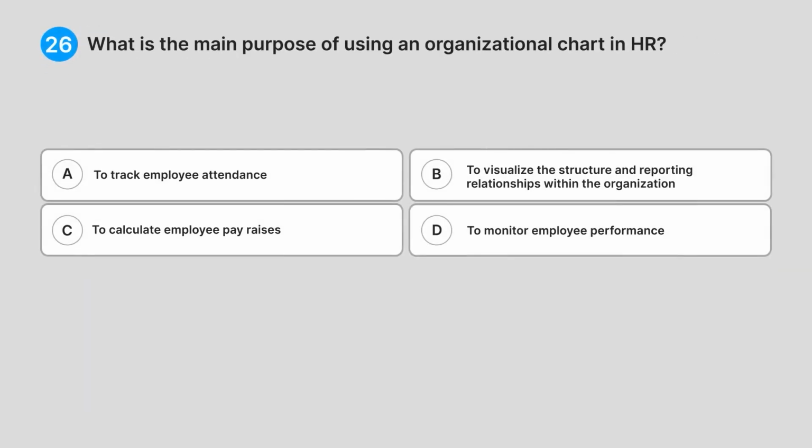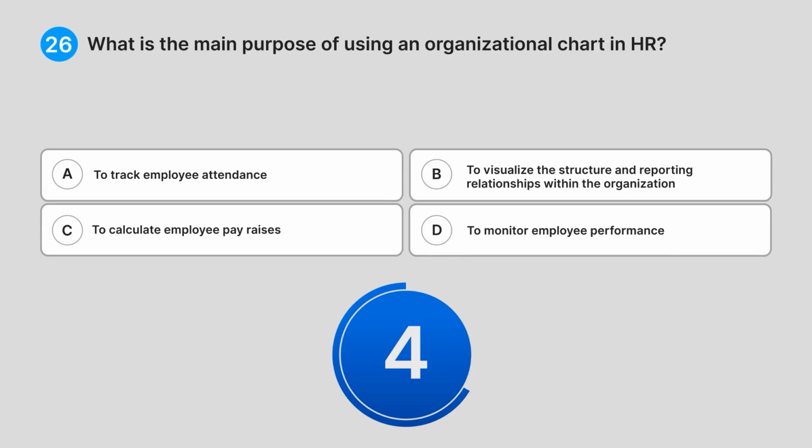26. What's the main purpose of using an organisational chart in HR? A. To track employee attendance. B. To visualise the structure and reporting relationships within the organisation. C. To calculate employee pay raises. D. To monitor employee performance. Do you know the answer?